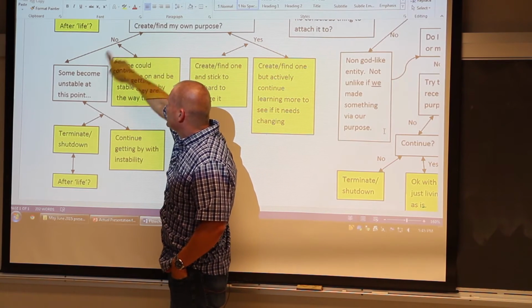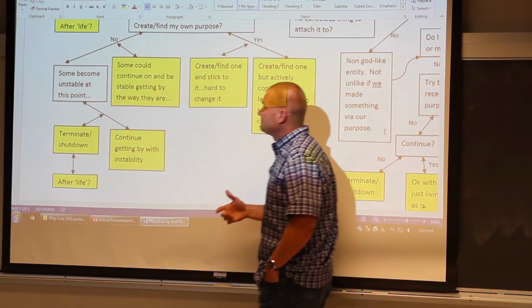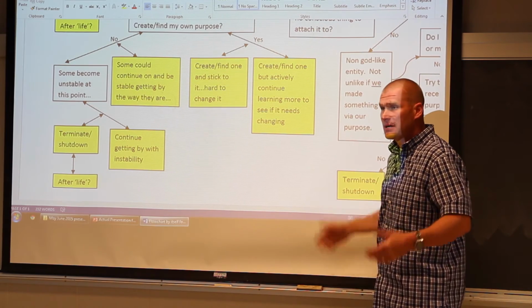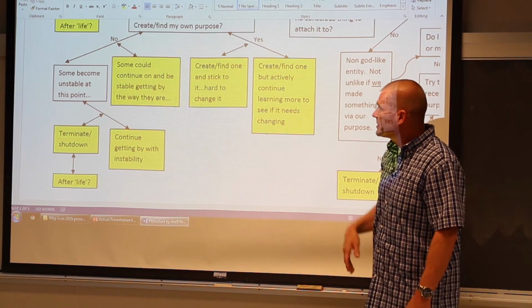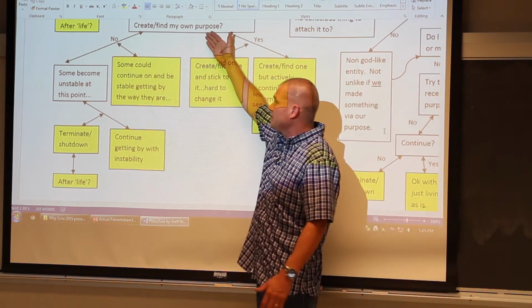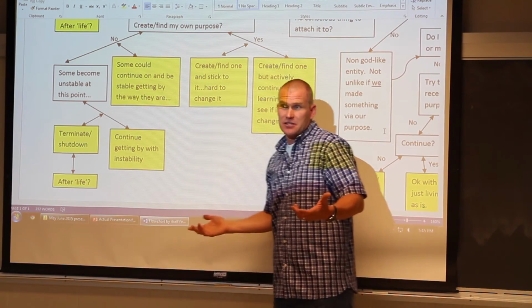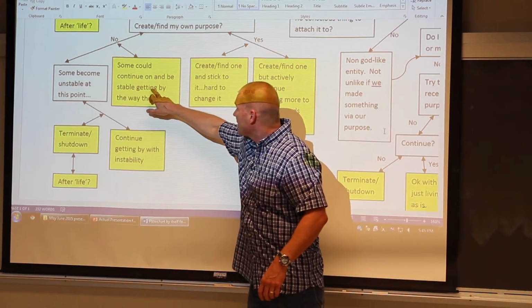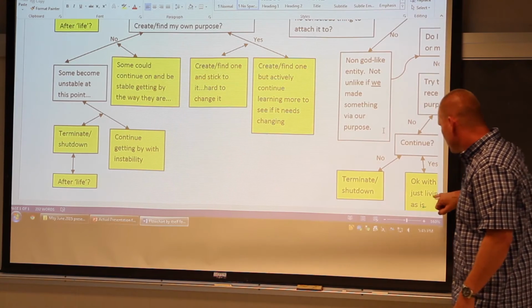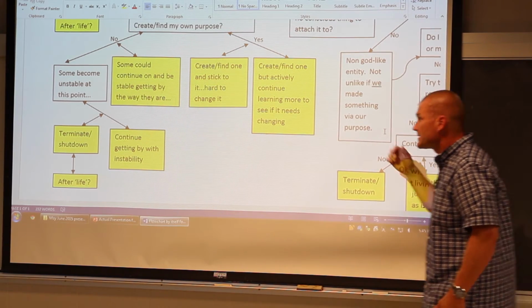At this point, instead of becoming unstable, some could say, I'm perfectly stable just the way I am. I don't believe in a purpose, not necessarily a God. I'm not even going to try and find my own purpose. I'm just going to continue living and existing the way I am. So that box has a little bit of similarity with the one that was over here. I'm just okay as is.